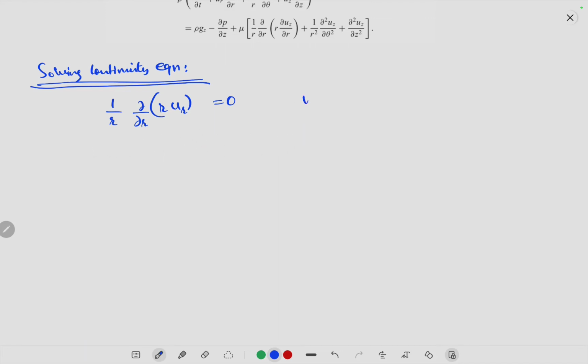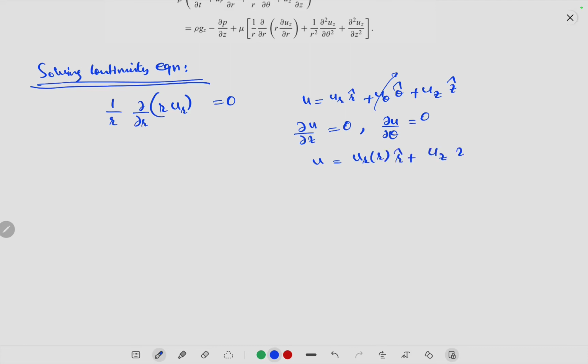Since u, which is u_r r hat plus u_theta theta hat plus u_z z hat, and since I just said that u is not a function of z, and since u is also not a function of theta, this was 0, so that's why u will only be a function of r. So I can write u of r: u_r, which is a function of r, r hat, plus u_z, which will be a function of r, z hat.